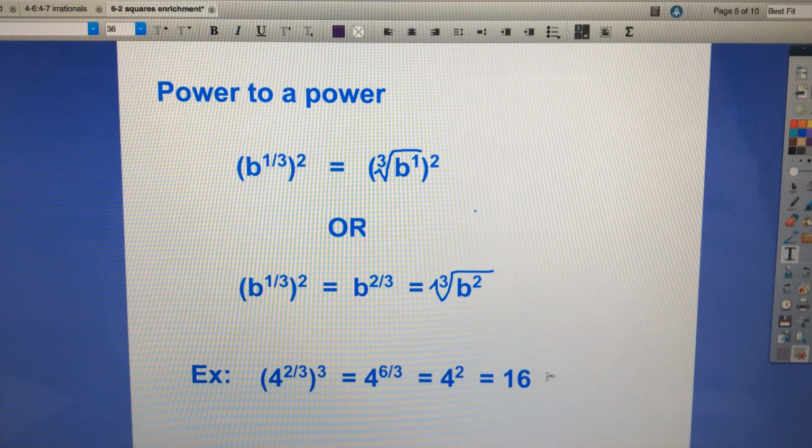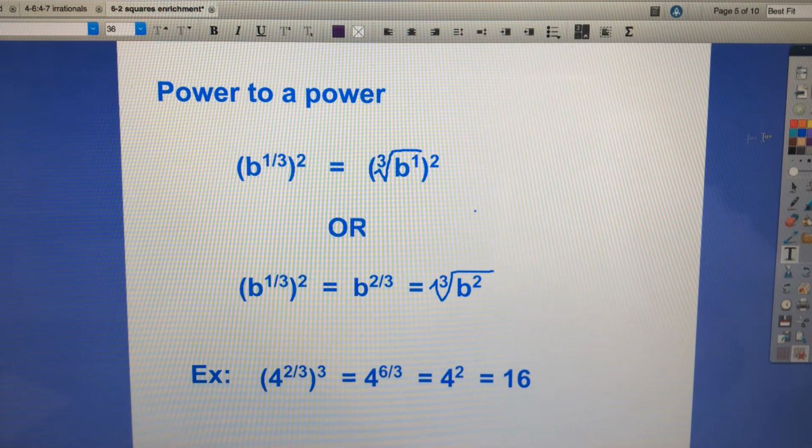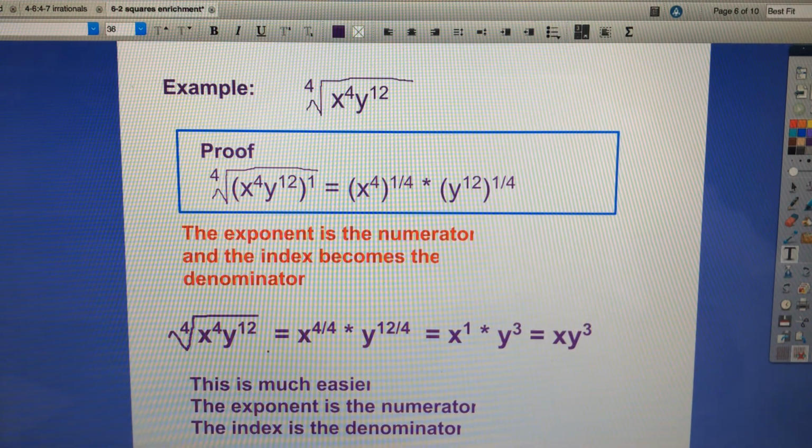I didn't even need a calculator. I could do that in my head. 2/3 times 3 is 6/3. 6/3 reduces to 2. 4 squared is 16. All right, let's take a look.